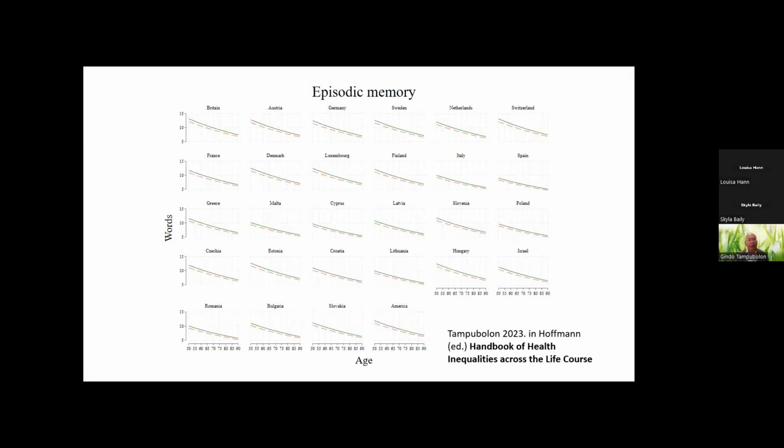The last one is episodic memory. Remember, episodic memory is a good thing. So you see the continuous green line is above the red dashed line. So those who were childhood non-poor have better episodic memory throughout all the 28 countries that I studied. And as you can see also, there are variations in levels and slopes across these countries, reflecting the fact that these countries have very different histories, health systems, cultures, and so on.